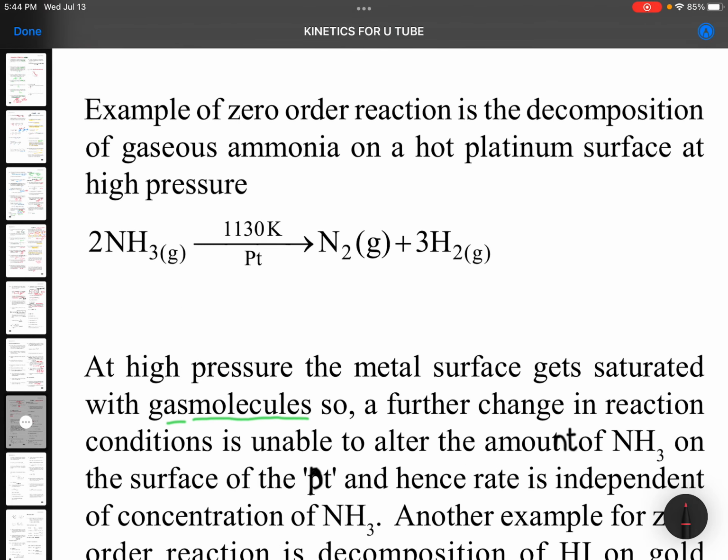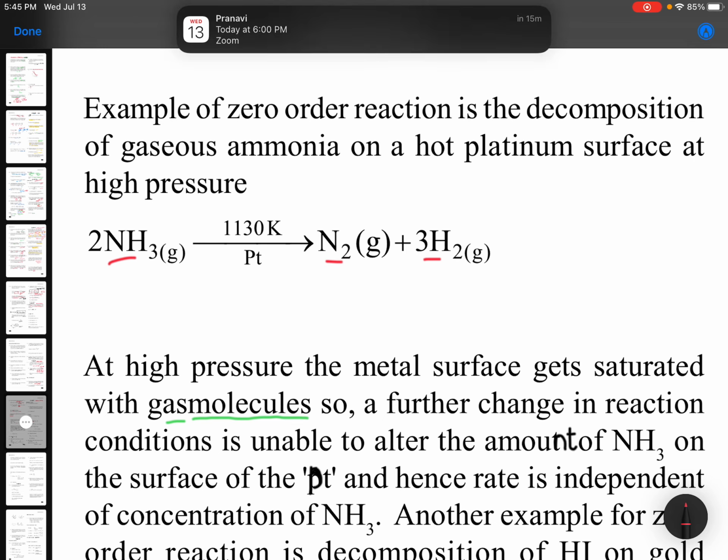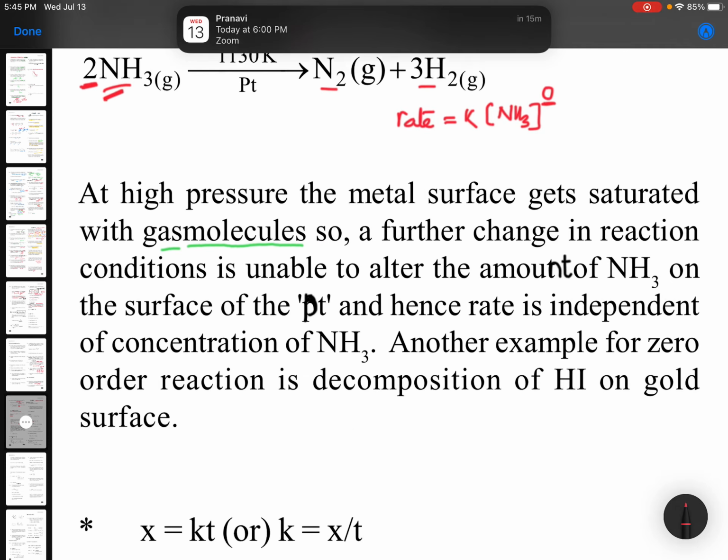Example for zero order reaction, the decomposition of gaseous ammonia on hot platinum surface. Ammonia decomposes into N2 and H2. That means if you change this temperature, then only the reaction will change. Only these conditions it is going to depend, not on the concentration of ammonia. For this you can write rate is equal to K into ammonia concentration to the power 0. The 2 is here, but this is 0. That means this is the experimental value.